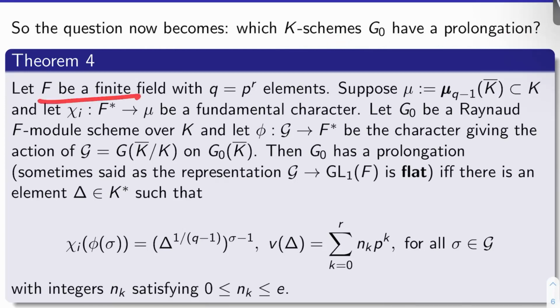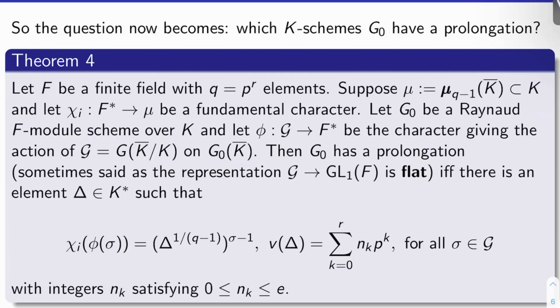Let F be a finite field with q equals p to the r elements. Let mu be the q minus 1st roots of unity in K bar, which we'll imagine as living in K. And we'll let chi sub i from F star to mu be a fundamental character. We'll let G0 be a Raynaud F-module scheme over K. And we'll let phi from cal G to F star be the character giving the action of cal G, the absolute Galois group of K, on G0 of K bar. So we talked about all of this setup last video.